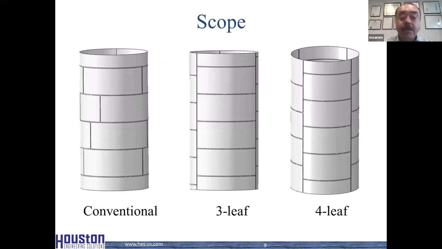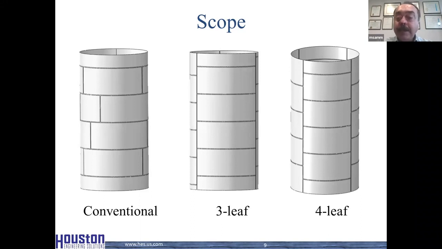We used a conventional design with four shell courses in addition to the top and bottom shell courses that don't have vertical welds, just to transition to the top head and bottom head. And then we used a three-leaf and a four-leaf staggered weld design. What that means is in a three-leaf design, we have three vertical welds. In a four-leaf design, we have four vertical welds, as you see.